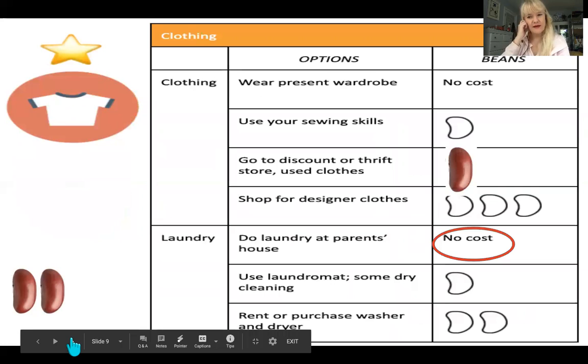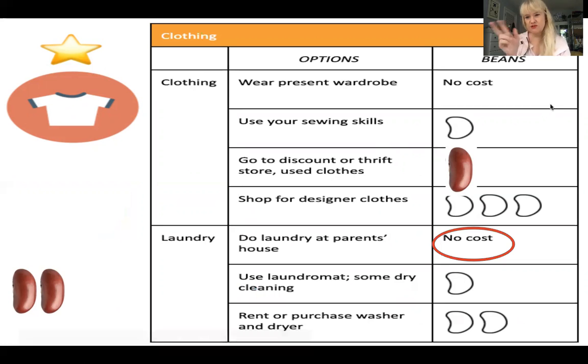The next category is clothing. I have many options here. So for clothing, we have two different places we need to spend money. We have clothing and we have laundry. Okay, so I need to buy clothes sometimes and I need to do the laundry. So I've chosen only to spend 1 bean for clothing. Let's look at how I spent that. I chose to spend my 1 bean by going to discount or thrift stores and buying used clothes.